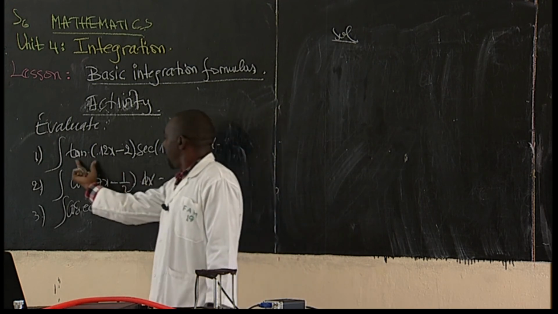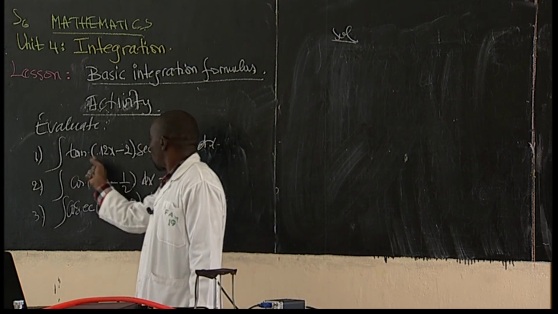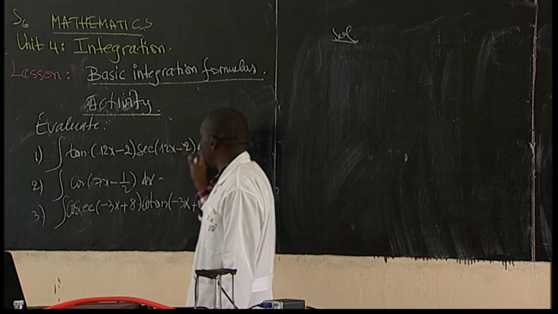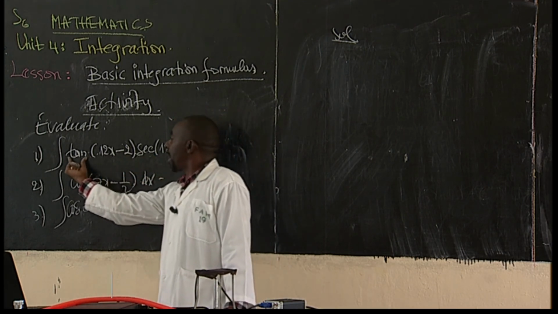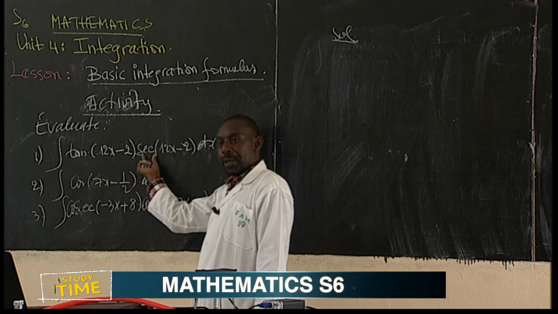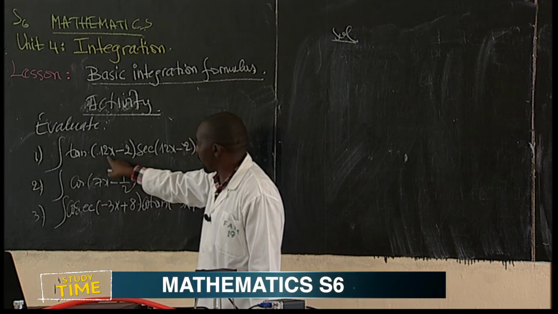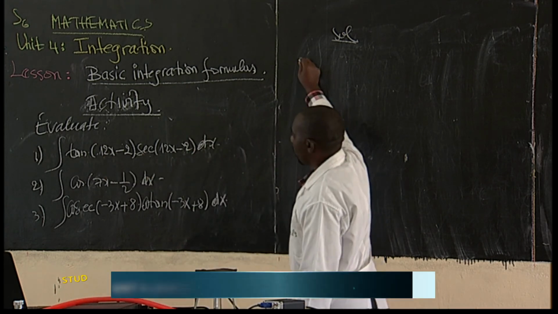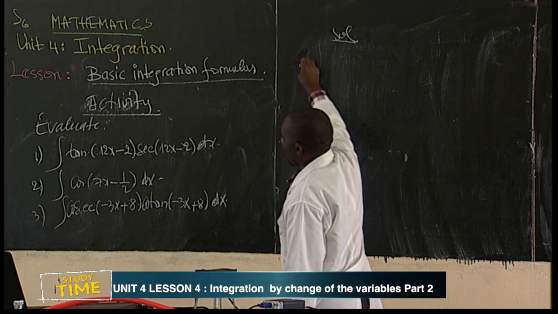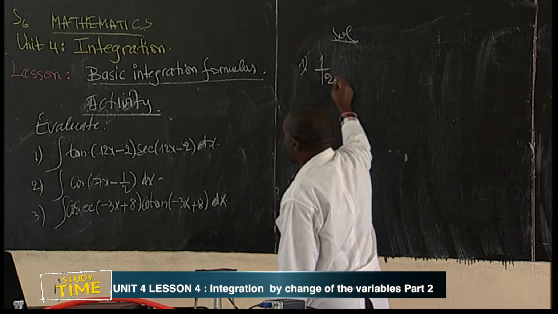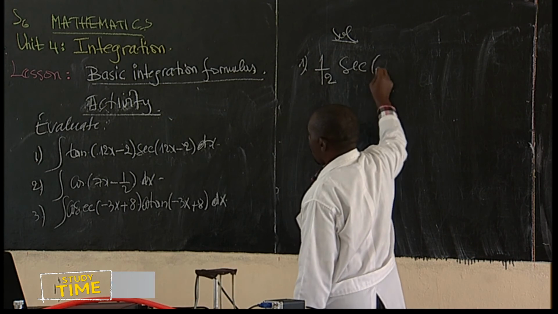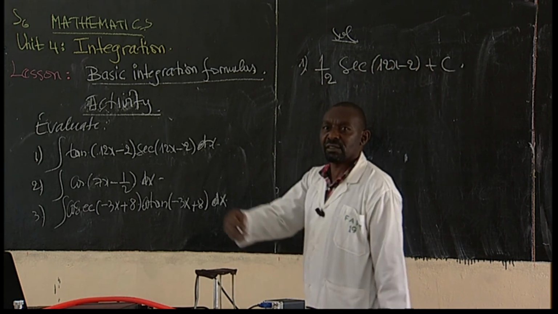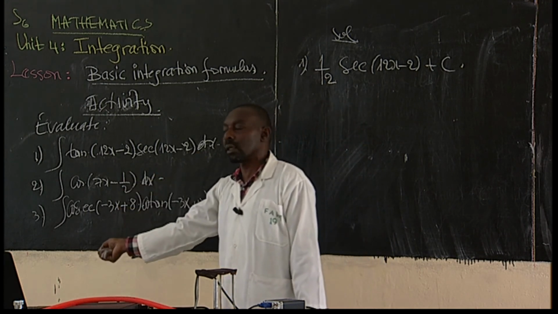We have the integral of tan of 12x minus 2 times the sec of 12x minus 2 dx. When I have a tan and sec here, and the coefficient of x is different from 1, the answer is obvious. It is 1 over 12 sec of 12x minus 2 plus c. Just application of the formula, right?